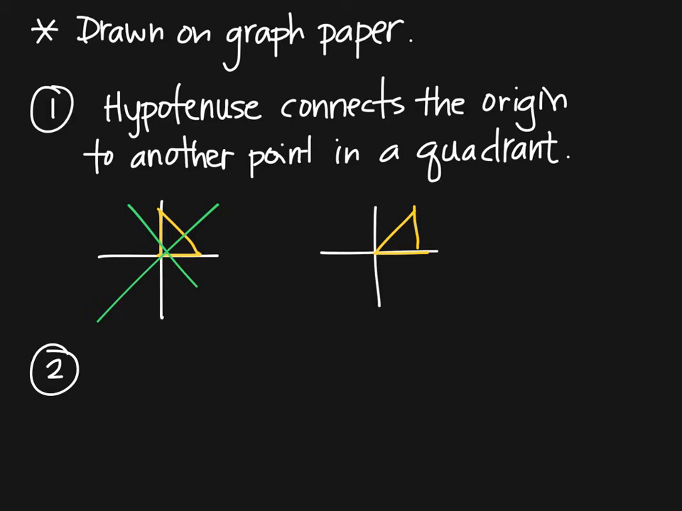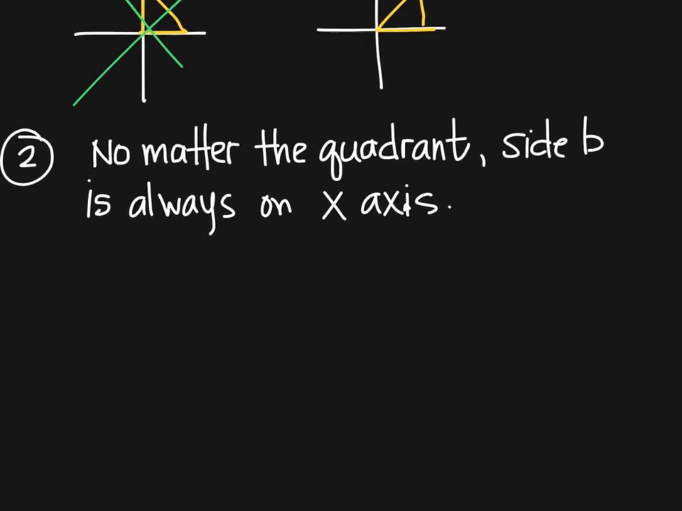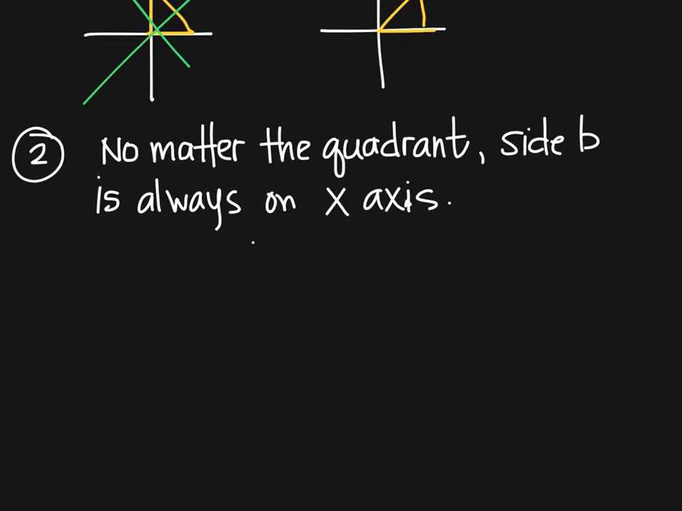Guideline 2, no matter what quadrant you're in, side B is always on the x-axis. So first you follow step 1, where the hypotenuse connects the origin, and then no matter what quadrant you're in, side B would always be on the x-axis.